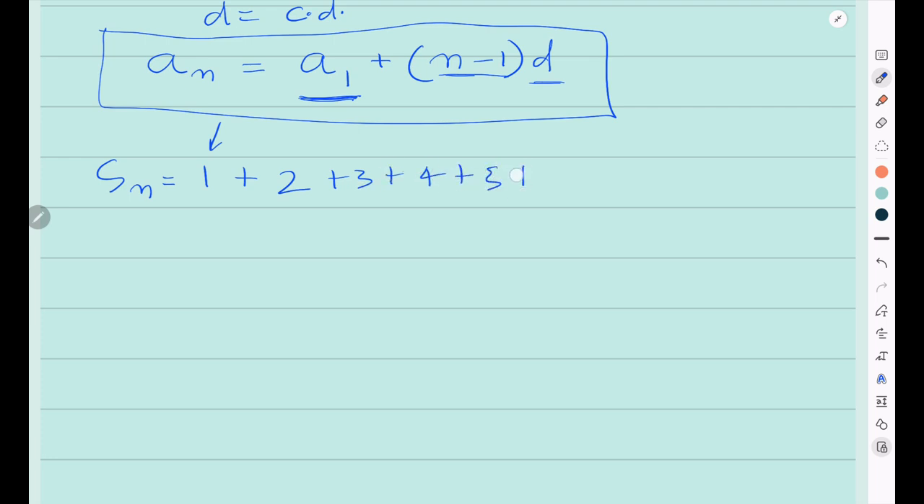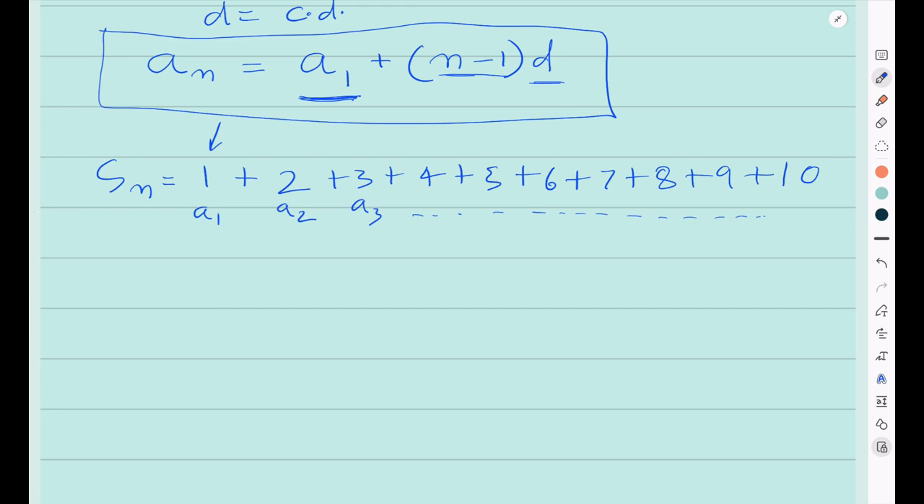So let us take a few terms here. 7 plus 8 plus 9 plus 10. For example, let us take up to 10. So how many terms are there? There are 10 terms in this AP, and obviously this is A1, A2, A3, something like that. This is a very simple example which we are taking just to establish a formula for Sn.